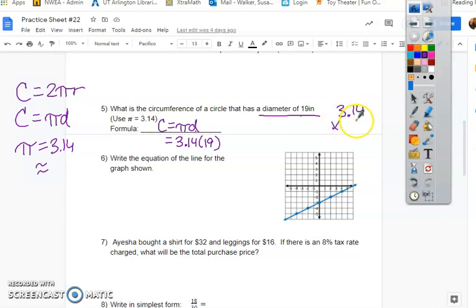Now, what I will tell you is, if I was estimating this, I would say 3 times 20. So my answer should be close to 60. I rounded this one down and this one up. Okay? So my answer should be somewhere close to 60. Okay? So hopefully that will help you put your decimal where it needs to go. Okay? So multiply this, and it's that number in inches.